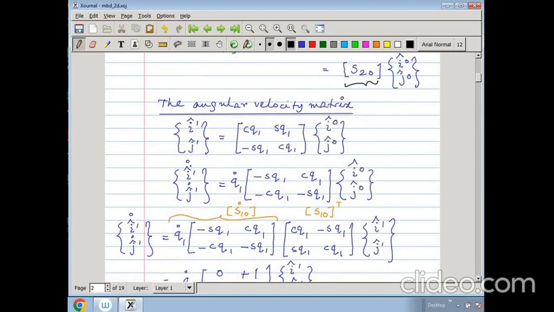So I1 dot, J1 dot: you know I1 J1 is the shifter matrix S10 into I0 J0. If you take the derivative of this, then the matrix will get differentiated, but I0 J0 will not get differentiated because these are fixed. If you differentiate cos q1, you get minus sin q1 q1 dot. So q1 dot is common for all the terms. So this is what you get.